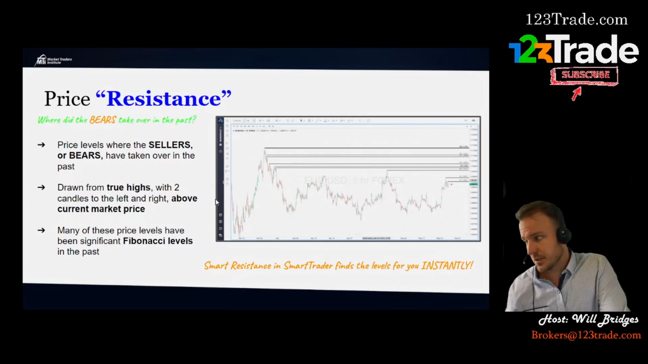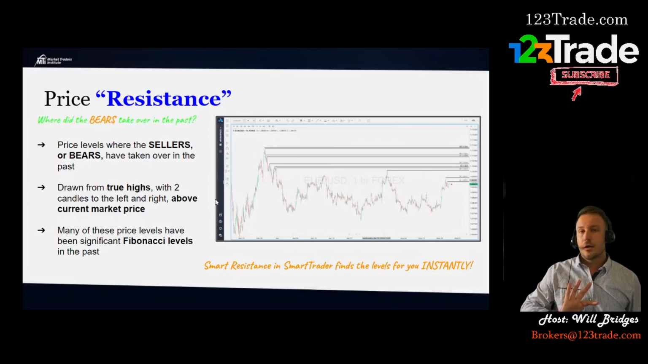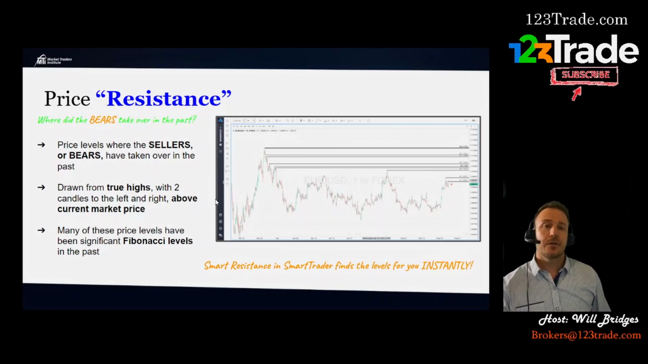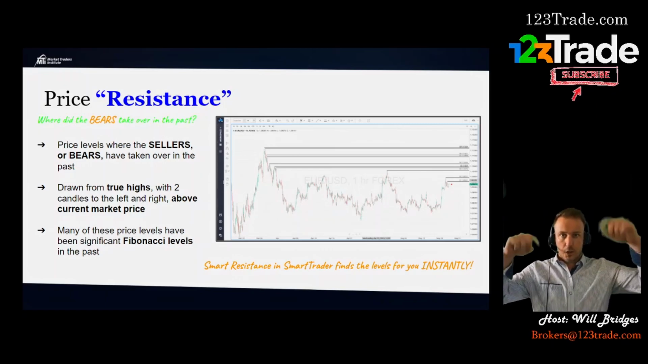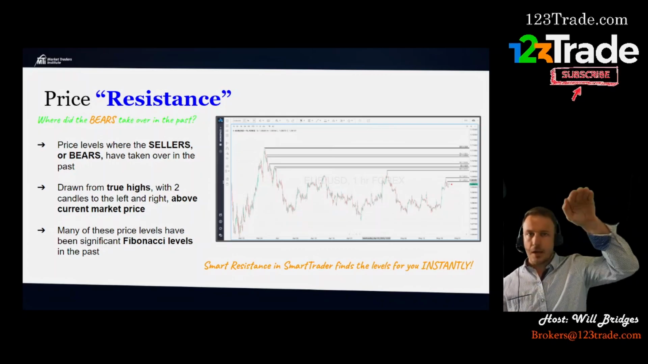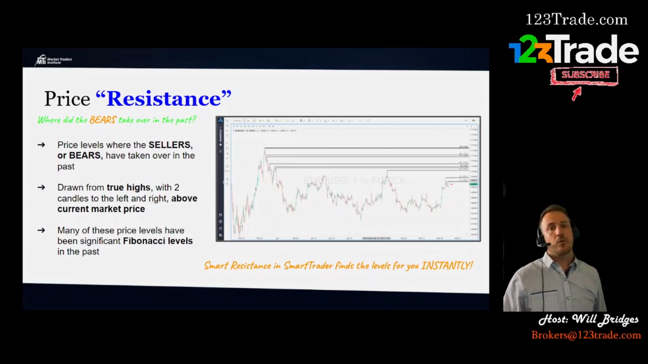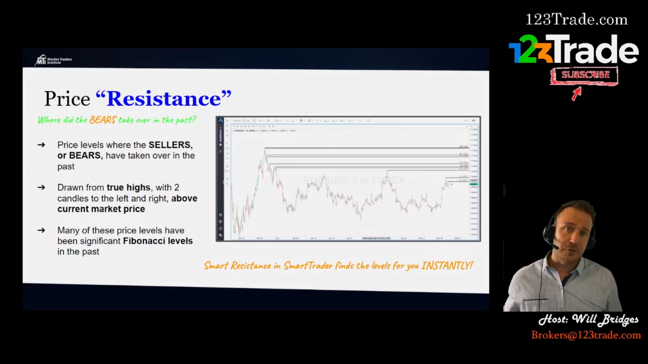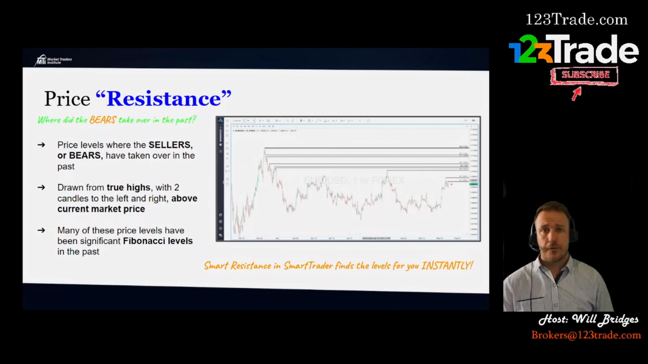But let's get into resistance. This is where the bears have taken over in the past. These are the people that want lower prices. These resistance levels are where we made a high and the market turned and went the other way. So I don't have to know why any of these turns in the market happen at any given price.